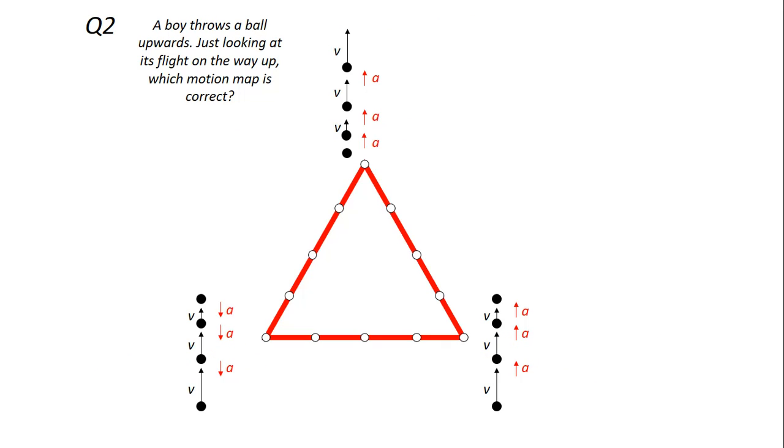A boy throws a ball upwards. So just looking at the flight of the ball on the way up, which of these three motion maps is correct? So pause, so you've got a bit of time to think about that one. And I'll move on to question 3.